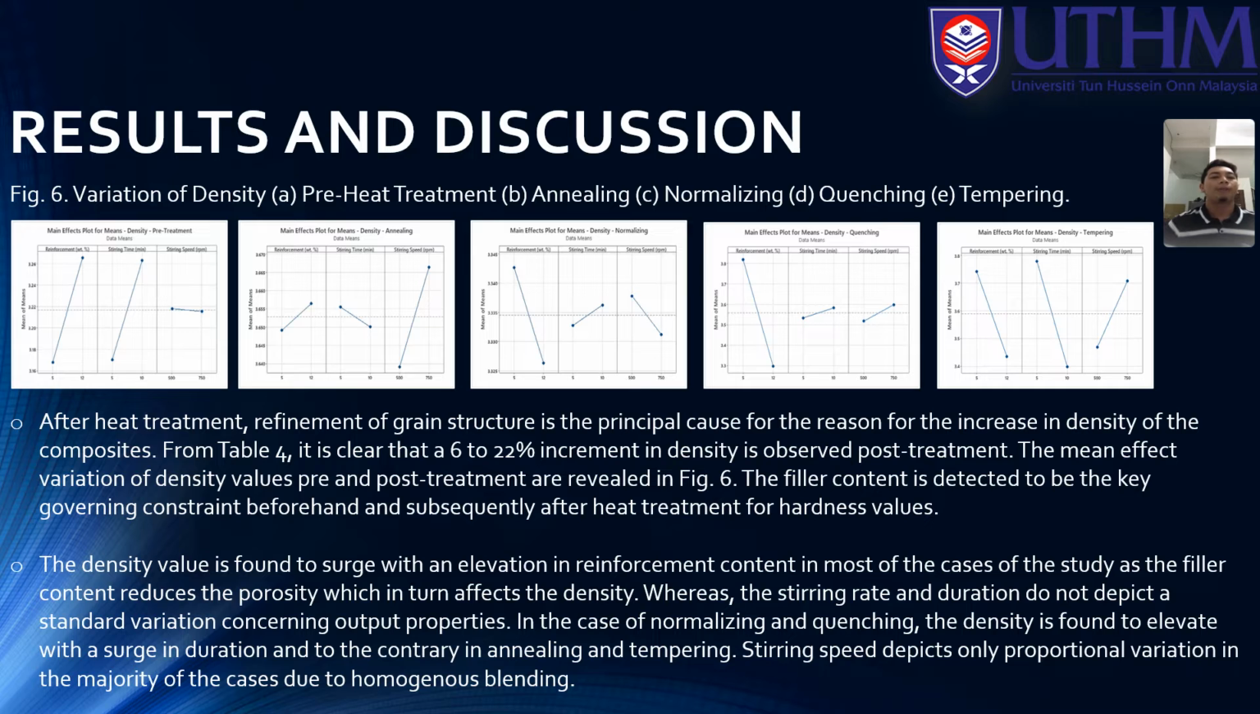whereas the stirring rate and duration do not depict a standard variation concerning output properties. In the case of normalizing and quenching, the density is found to increase with a surge in duration, and to the contrary in annealing and tempering. Stirring speed shows only proportional variation in the majority of cases due to the homogeneous blending.